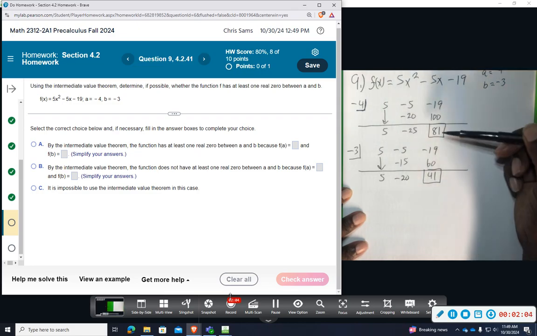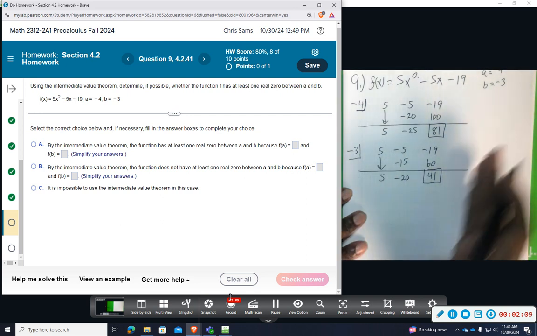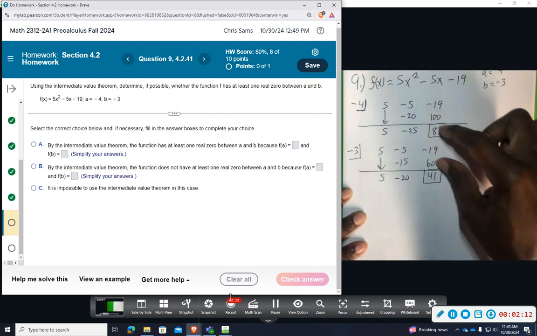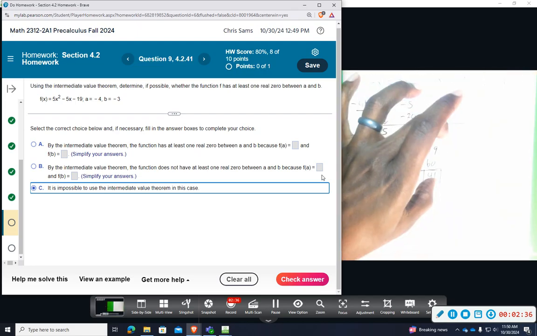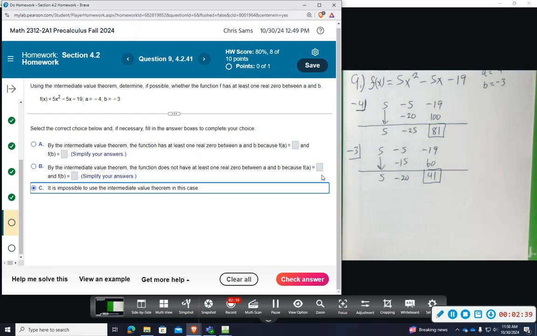Okay, now this one is positive and this one is positive. So there's no way for me to tell if it crosses 0 because both numbers have the same sign. Whether they both be positive or negative, we cannot tell. Intermediate value theorem has at least one 0? We cannot say that, and we cannot say it does not, but we will say C, it is impossible to use the intermediate value theorem in this case. Because we don't see a sign change, we say we don't know, because there may well be one, we just don't know what happened.